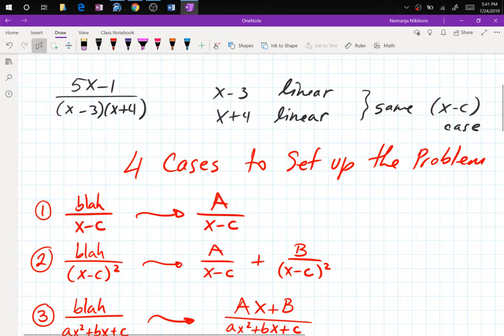Let's take a look at an example in the book.